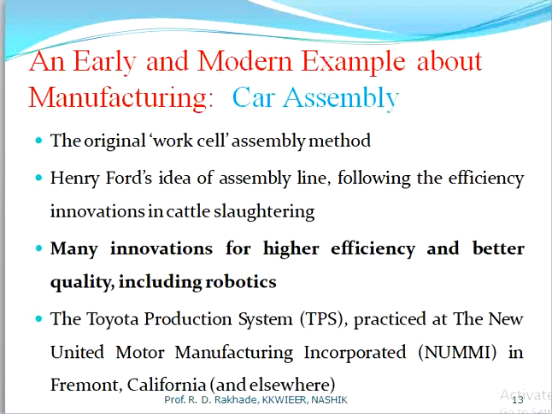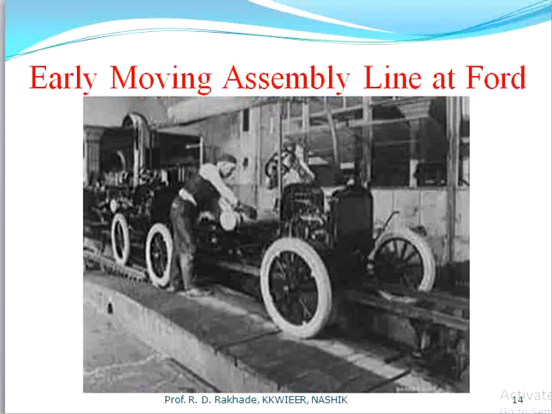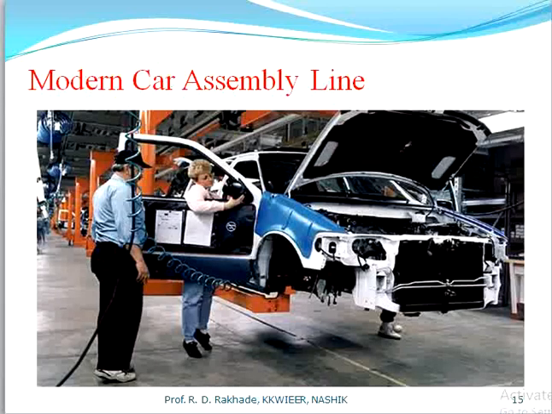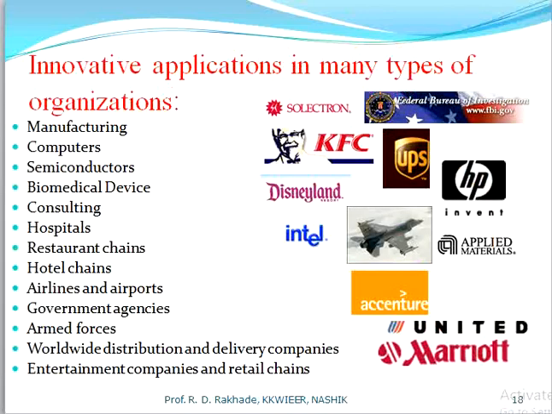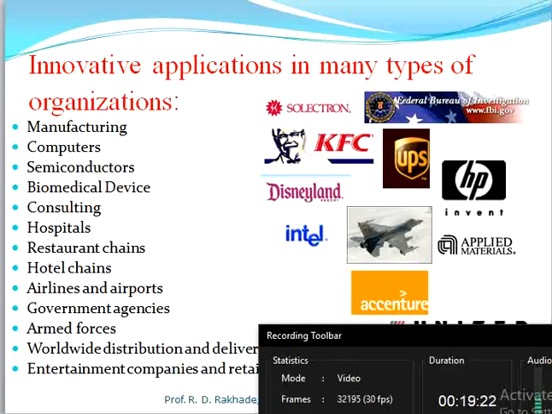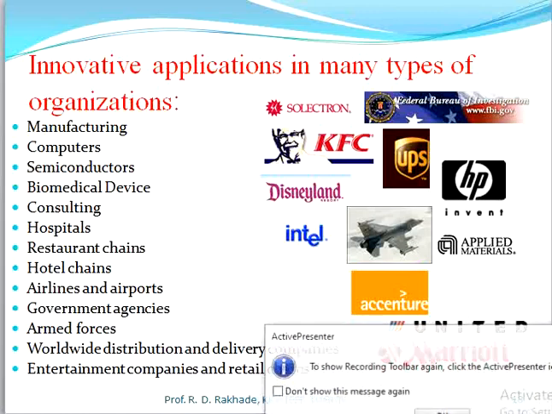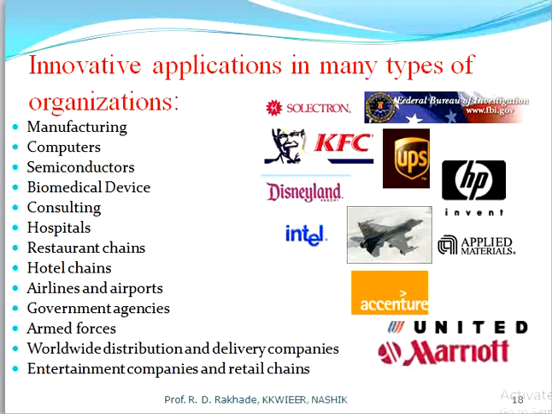The best example is the earlier assembly line of a car and the modern assembly line of a car. These are various applications of industrial engineering. There are a number of applications including manufacturing, services, computers, semiconductors, biomedical devices, consulting, hospitals, restaurant chains, hotel chains, and a number of other applications.